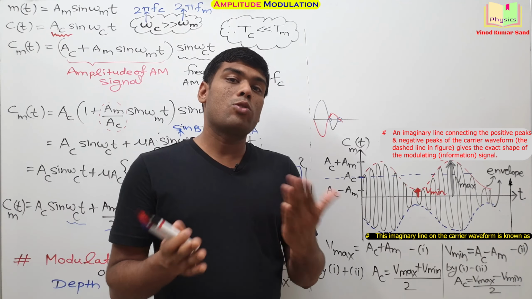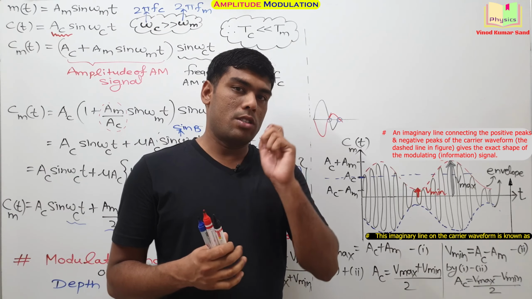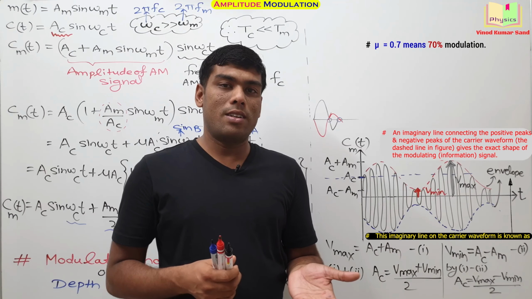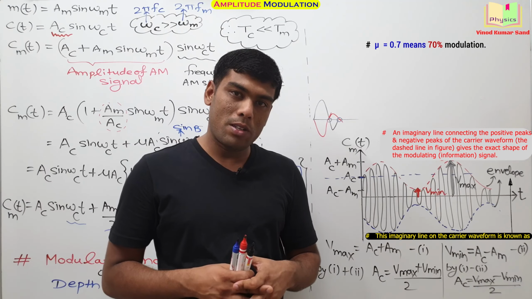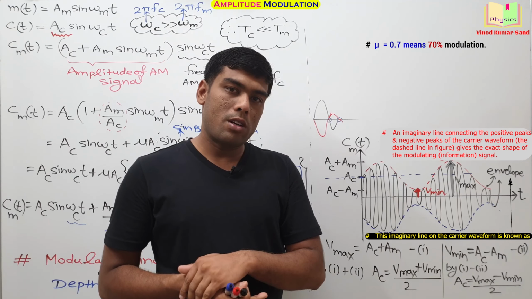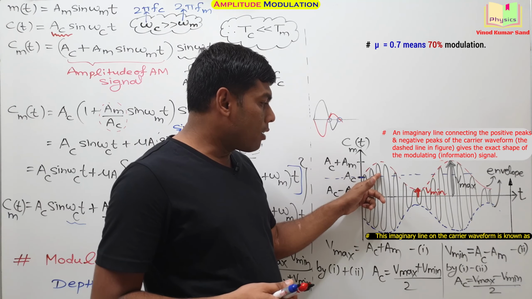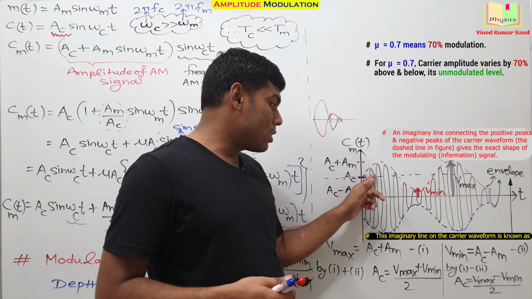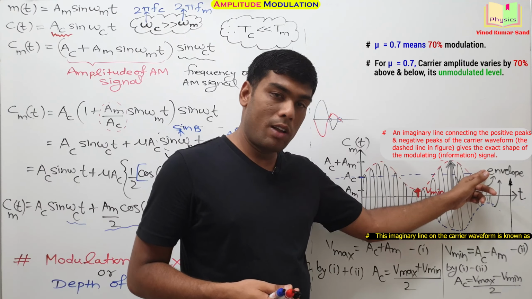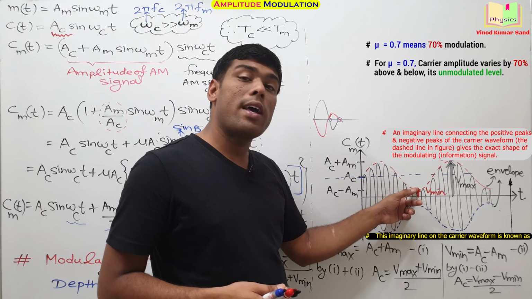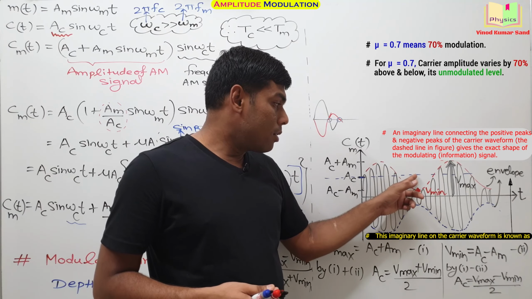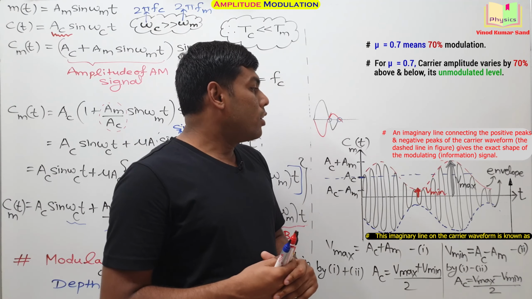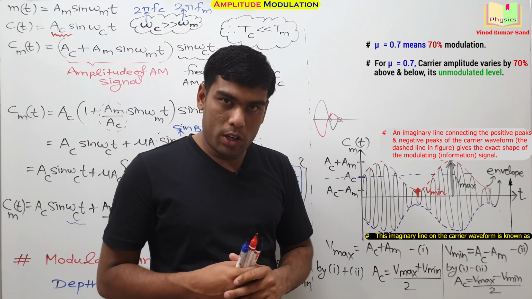And one more thing I would like to tell you, sometimes mu will be given or will be asked in percentage, such as if the modulation index is 0.7, then the percentage modulation is 70%. And what do you mean by 70% modulation? The carrier will go up by 70% above its unmodulated level and will go down by 70% below its unmodulated level. Got it? Note it down, then we'll go further.